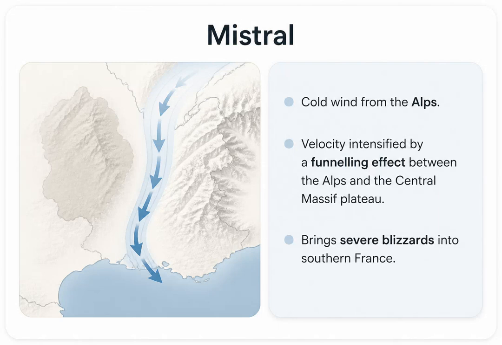Shifting back to cold winds, the Mistral is a violent, freezing wind that rushes from the Alps down through the Rhône Valley in France towards the Mediterranean. Its high velocity is intensified by a funneling effect as it squeezes between the Alps and the central Massif Plateau. It is so severe that it can bring blizzards to southern France.